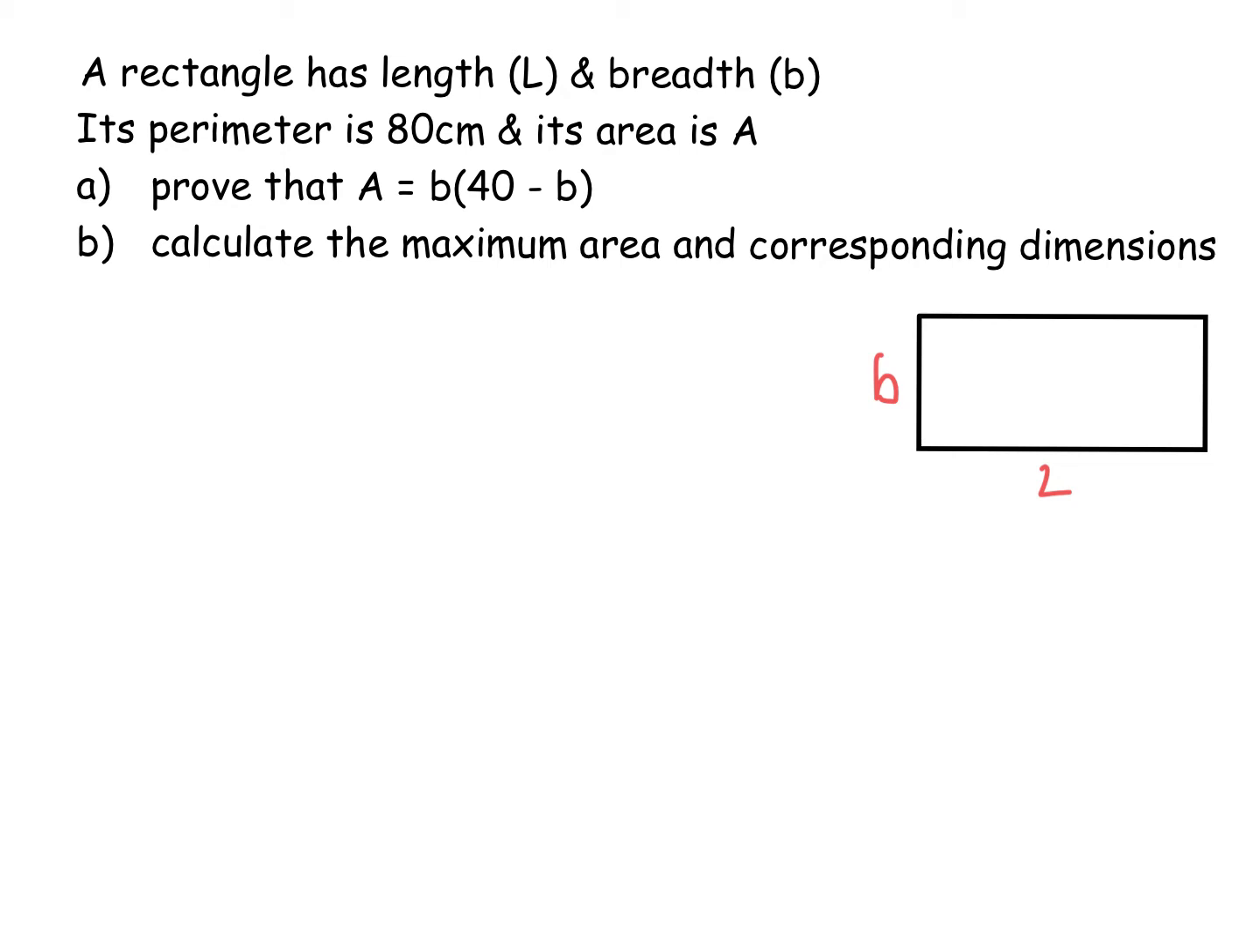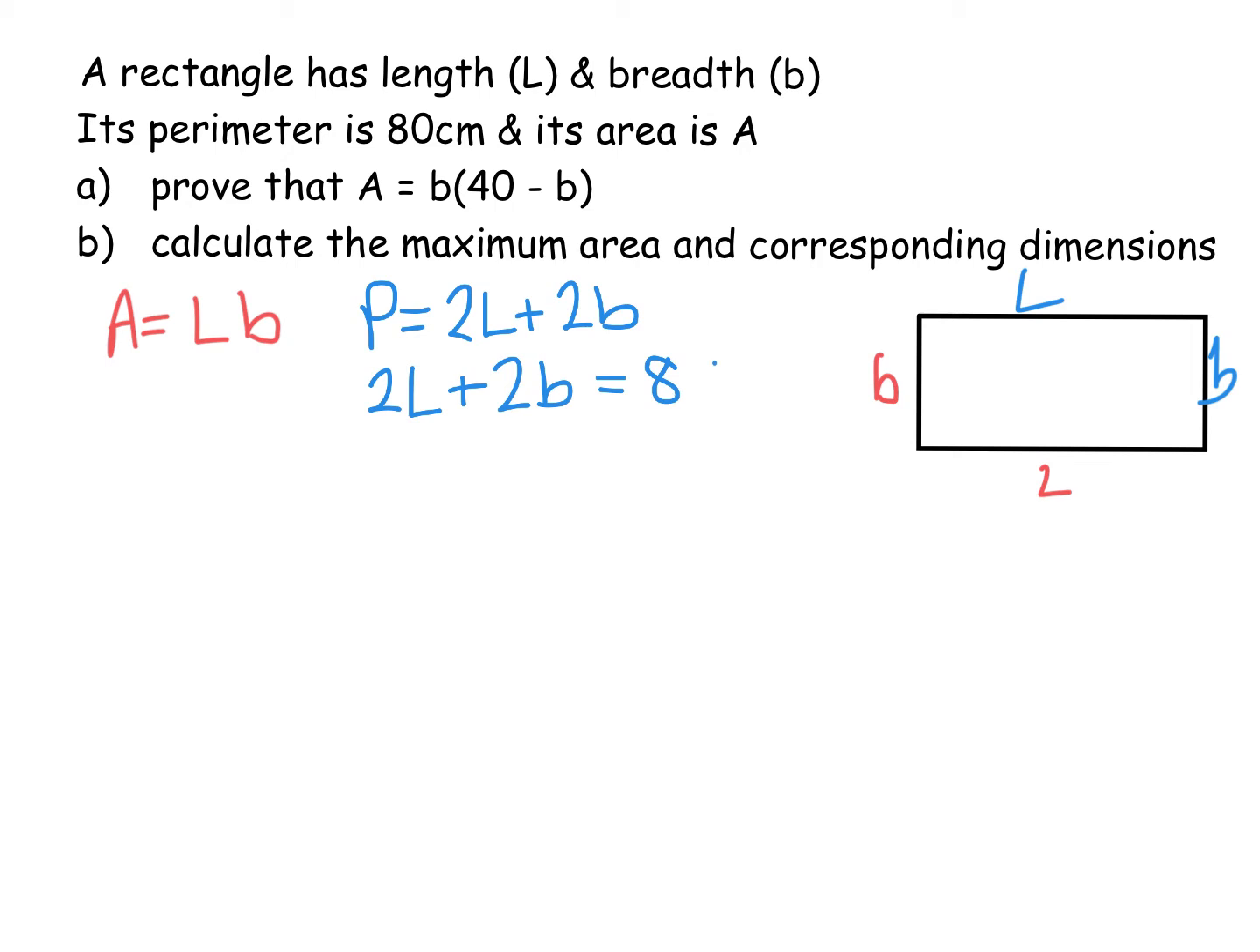So why don't we start with first year maths knowledge, not even first year primary school maths knowledge. Area of a rectangle is L times B, so area of a rectangle is LB. Now let's look at what else they told us. They also told us something about the perimeter. They said the perimeter is 80. Now the perimeter of a rectangle is length plus breadth plus the other length plus the other breadth. So we basically have 2L plus 2B. So perimeter equals 2L plus 2B, and we know that's 80. So I'm going to rewrite that as 2L plus 2B equals 80.